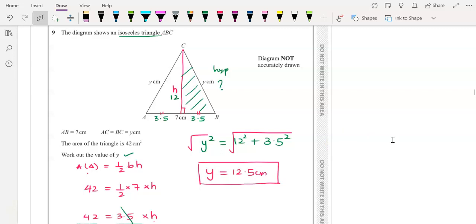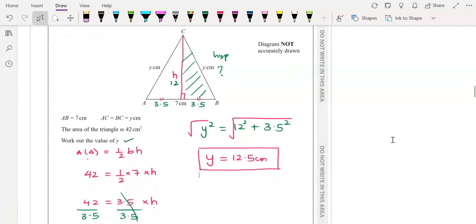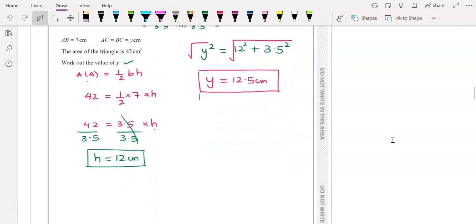So in this question, using area, we found height. And since it is an isosceles triangle, the altitude is the bisector. Then we used Pythagoras theorem to find the value of y.